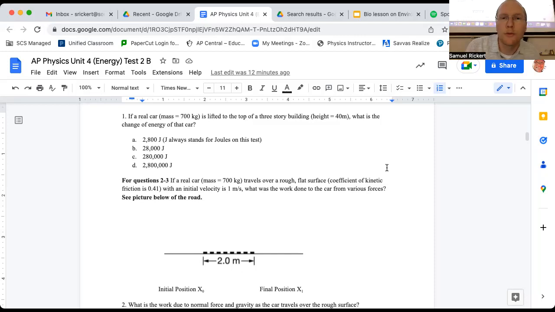So the change of energy as it's lifted from the ground to the top of the story is just weight times height. And the most common mistake here is people forget g. So just don't forget g. Mass is in kilograms, weight is in newtons, energy is in newtons times meters, where J stands for joules. Any questions on number one?